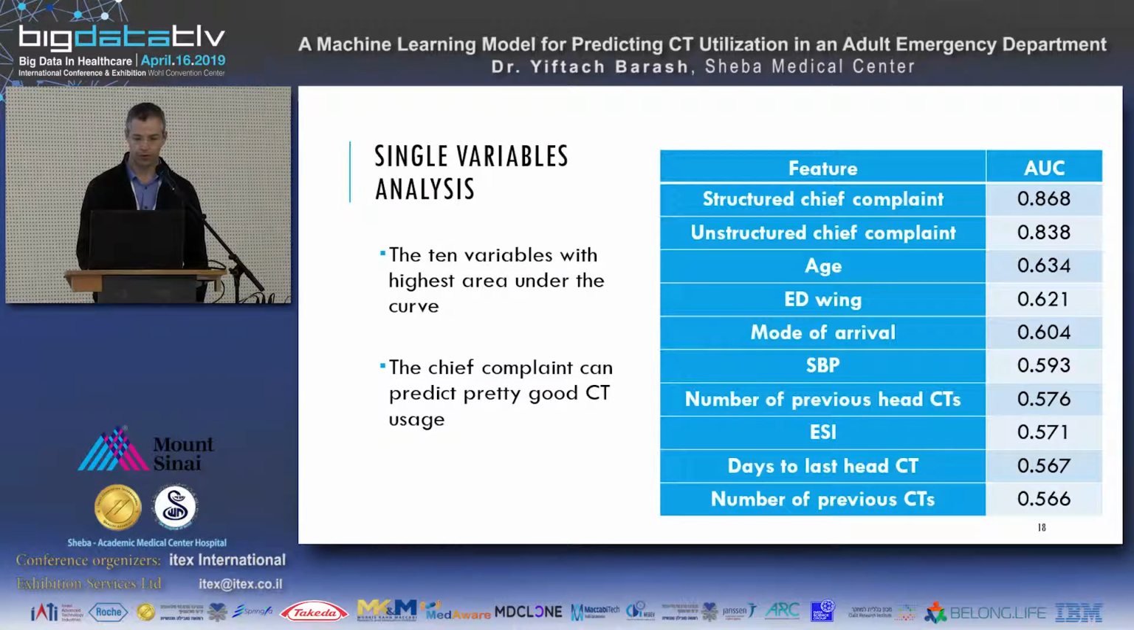Now let's get into our results. Before trying to find the best model, we wanted to know the contribution of each feature alone to predicting CT usage in the ED. We can see that chief complaint, both structured and unstructured, can predict CT usage pretty well. Other features have much lower AUC. Now let's check how chief complaint is distributed, and can we really count on it alone?